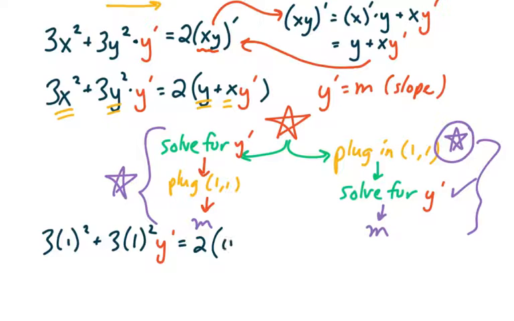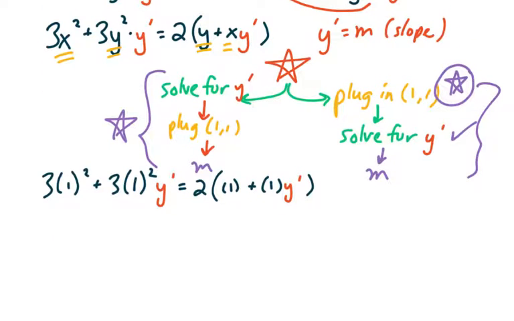The y value is 1. The x value is 1. Okay. And now the only variable, as you can see there in red, that we have to solve for is y prime. And I think this is just a little bit easier because there's just numbers and the y prime, that's it.